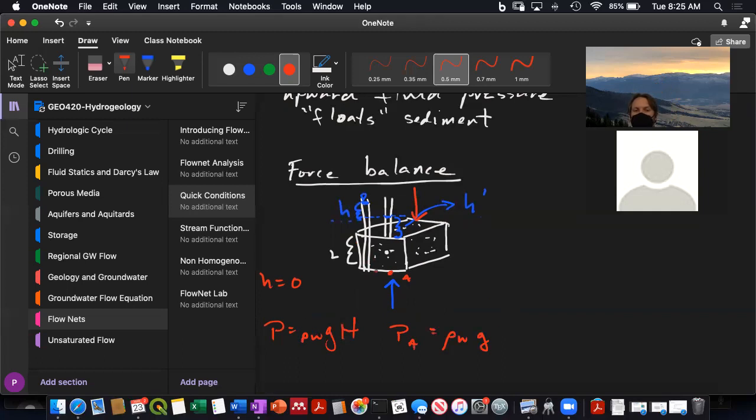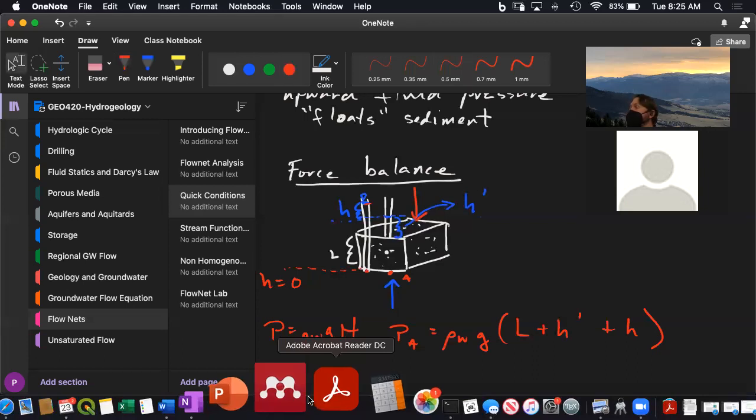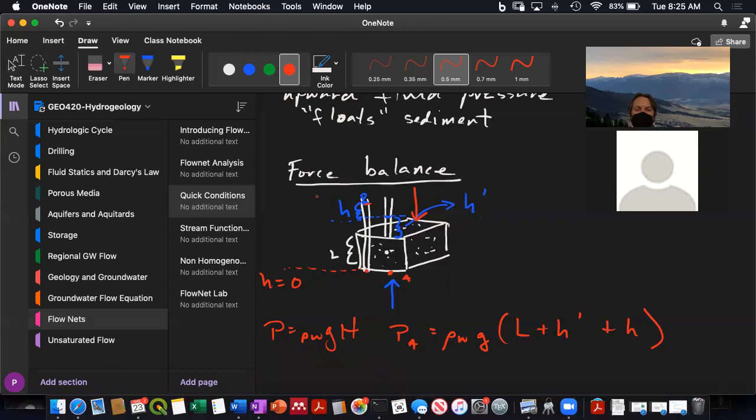And let's let the height H equals 0 be the bottom of my cube. So my pressure, P sub A, is equal to rho water g times the height of the water column above that point. If H equals 0 is the bottom of my cube, then my total height is L, the height of the cube, plus H prime plus H. Convince yourself of that. It's a little confusing, but bottom line is the height from here to here is equal to this height plus this height plus this height. I've just broken that total length into 3 pieces. I've done that for a reason. I could have defined some height, H double prime, that goes from 0 up to the top of the water column. But I've just broken it up into its 3 pieces: L plus H prime plus H.